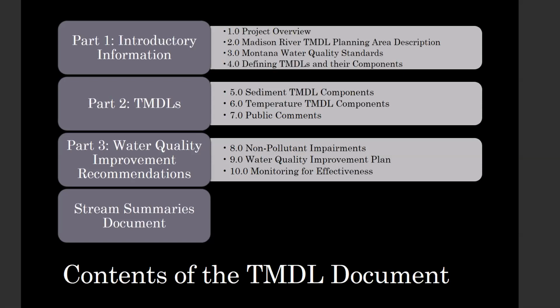Part 3 is probably the part that's of most interest to most people. That's the water quality improvement recommendations. There is a section, section 8.0, that covers the non-pollutants that Christy talked about. These are the alterations to streamside vegetation and in-stream habitat alterations, as well as flow modifications. Then there's the water quality improvement plan and monitoring for effectiveness sections that I talked about. And again, the stream summaries document will be a separate document, but it will be published at the same time as the final TMDL document.